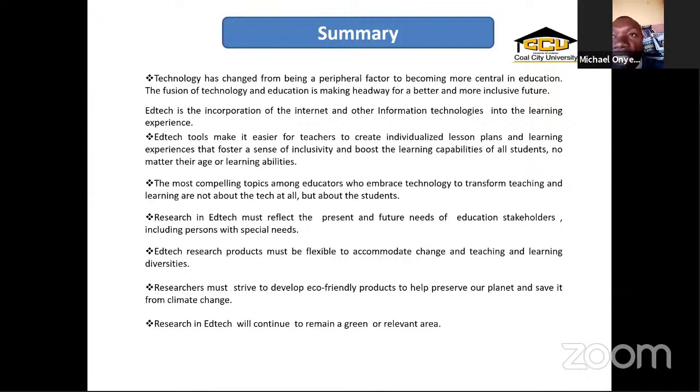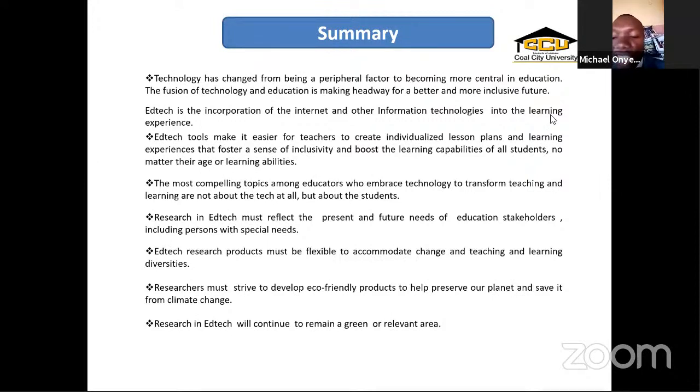So every educational institution must embrace education technology research. They have to promote their staff to be able to engage in it, and they need to invest more resources to acquire more educational technology resources so that they'll be able to compete in the 21st century.